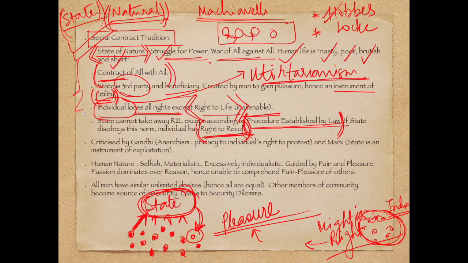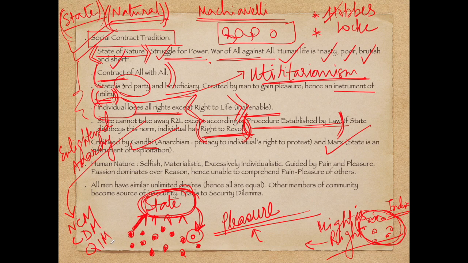Now this entire theory of Hobbes has been criticized by Gandhi, and it has been criticized by Marx as well. Gandhi criticized this because Gandhi was a supporter of anarchism. Gandhi wanted a kind of enlightened anarchy in society. This enlightened anarchy endorsed the concept of individual protest. When we talk about Gandhi, we refer to the non-cooperation movement, the civil disobedience movement, the Quit India movement. So Gandhi always supported the individual's right to protest. That's why he criticized this formula given by Hobbes.